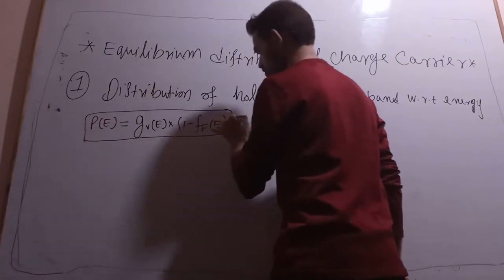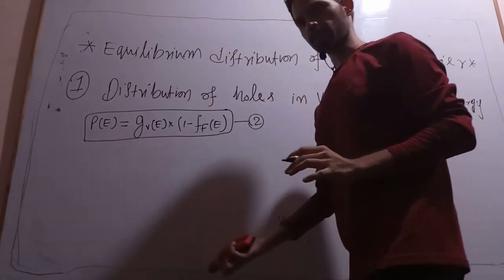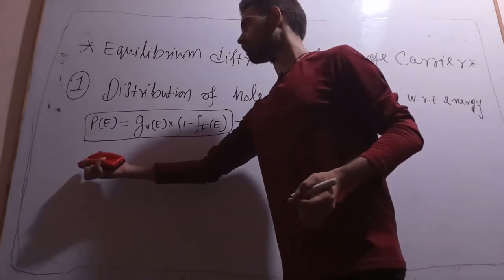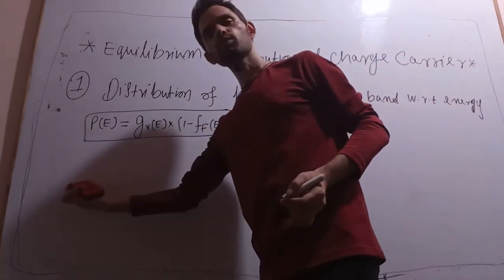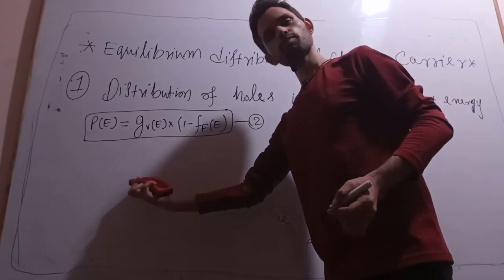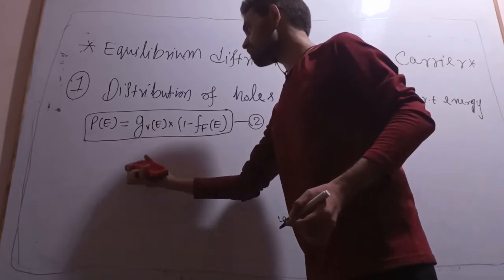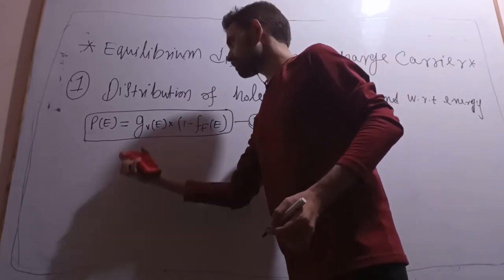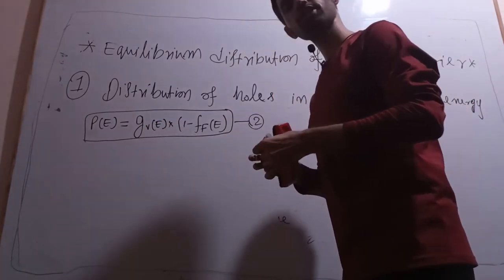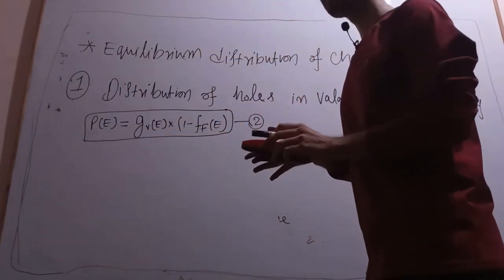This is the distribution of hole in the valence band. P of E indicates the distribution of hole in the valence band with respect to energy. G V of E is the density of quantum states in the valence band, or the density of discrete energy states where exactly the hole is sitting.